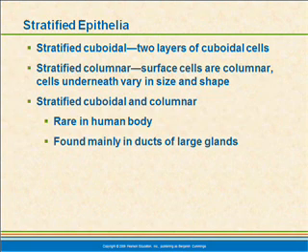There are stratified cuboidal. We're not going to see those in lab. It's relatively rare. It exists in the epididymis of the male reproductive tract. There is stratified columnar. Those are also relatively rare. Again, they're found mainly in ducts of large glands, so we're not going to look at those in lab.